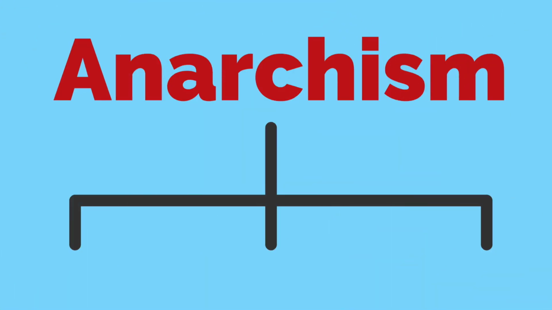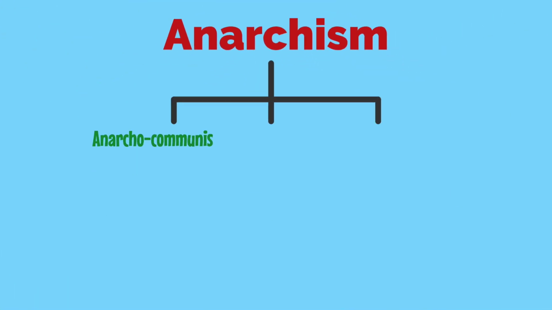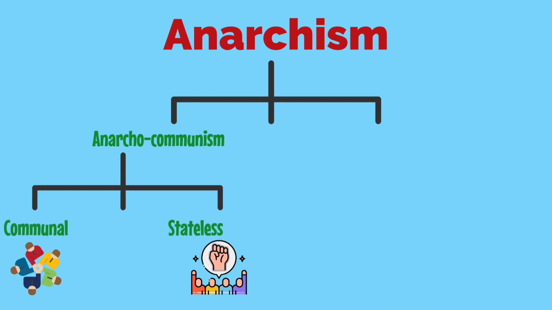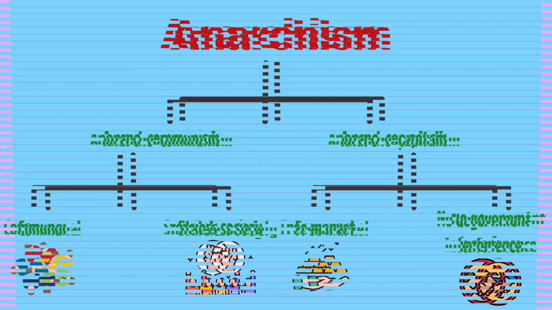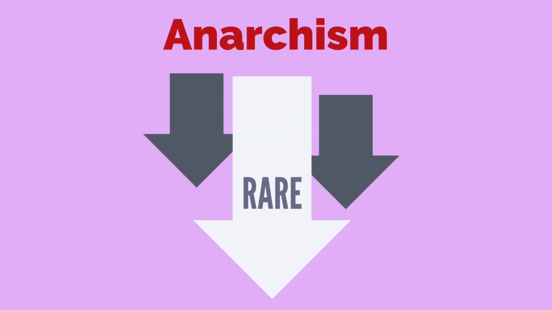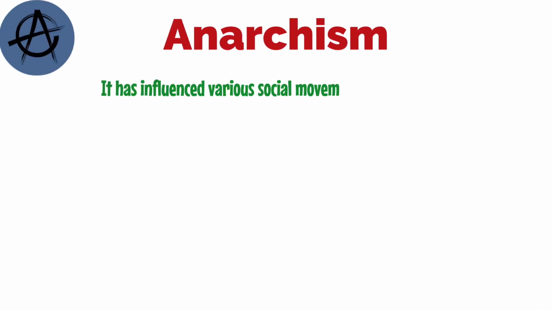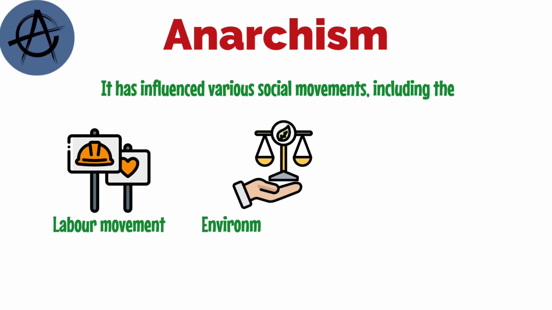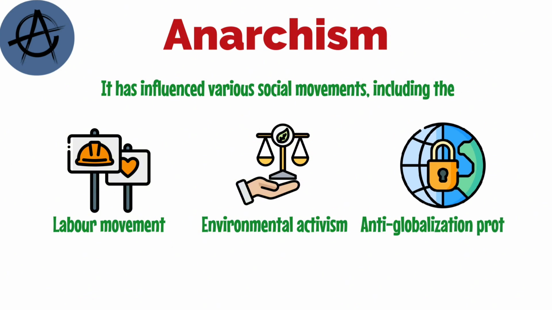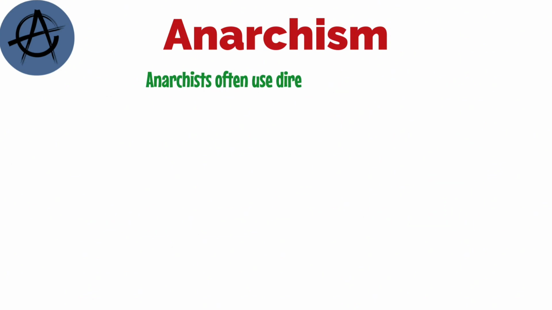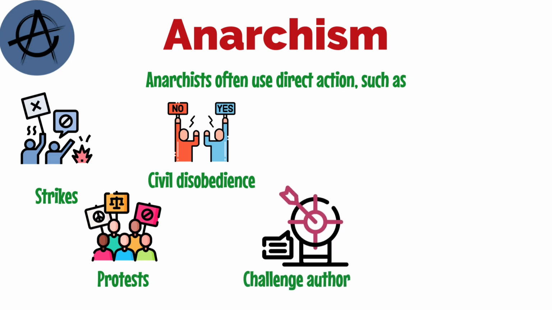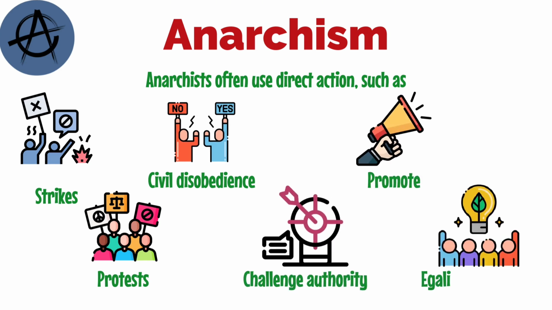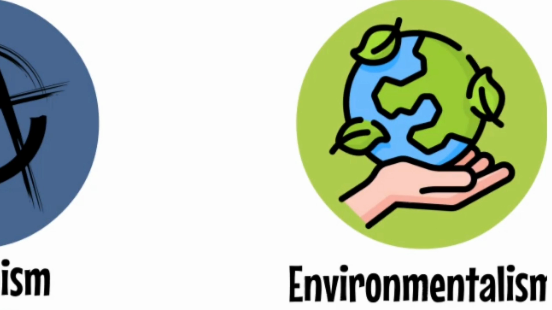There are many different strands of anarchism, from anarcho-communism, which envisions a communal, stateless society, to anarcho-capitalism, which advocates for a completely free market without any government interference. While anarchism has rarely been implemented on a large scale, it has influenced various social movements, including the labor movement, environmental activism, and anti-globalization protests. Anarchists often use direct action, such as strikes, protests, and civil disobedience, to challenge authority and promote their vision of a free, egalitarian society.